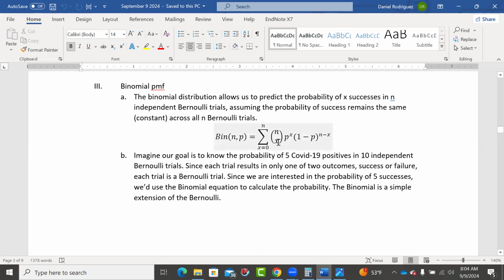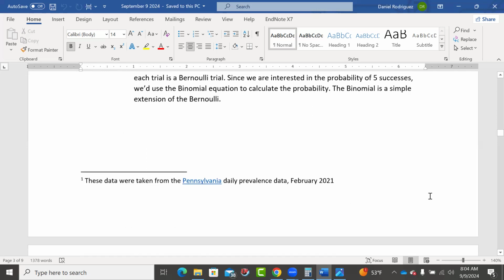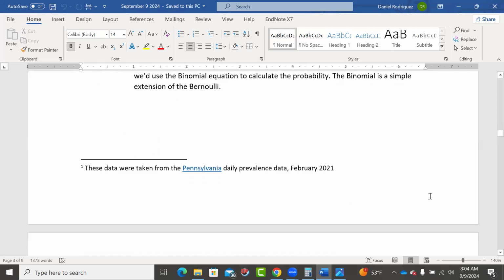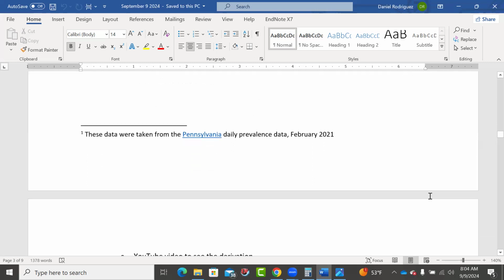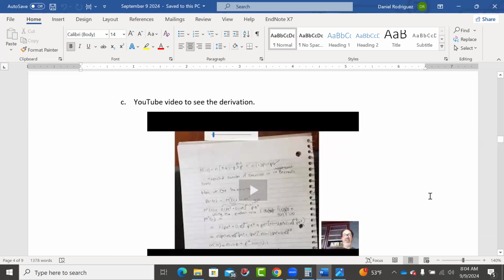So now I'll show you how to do all this. Imagine our goal is to know the probability of 5 COVID-19 positives in 10 independent Bernoulli trials. Since each trial results in only one of two outcomes, success or failure, each trial is a Bernoulli trial. Since we are interested in the probability of 5 successes, we'd use the binomial equation to calculate the probability. The binomial is, like I said before, a simple extension of the Bernoulli, right?